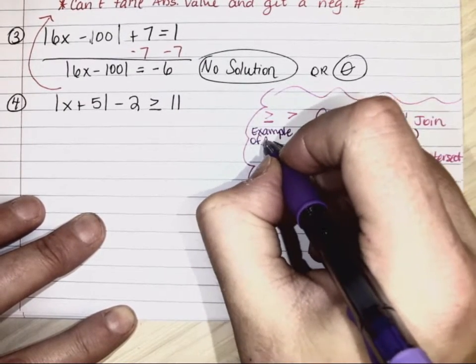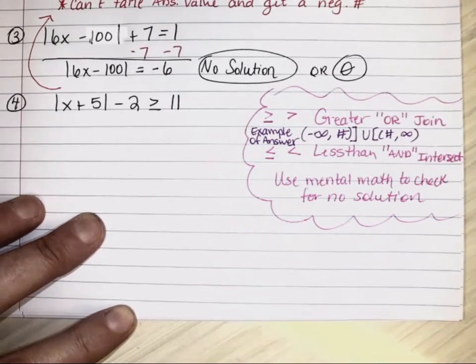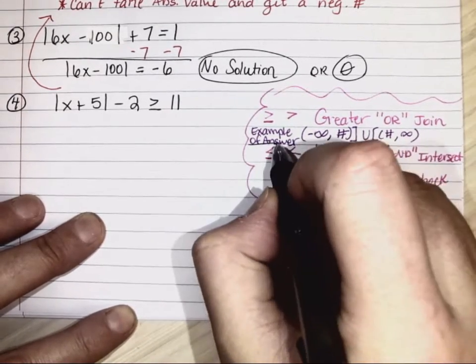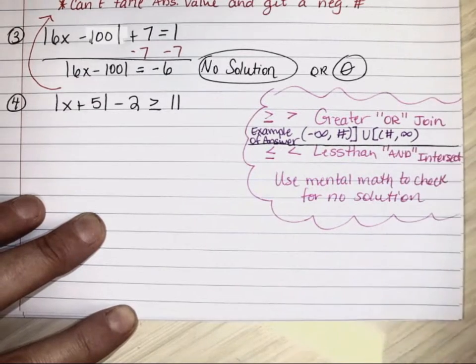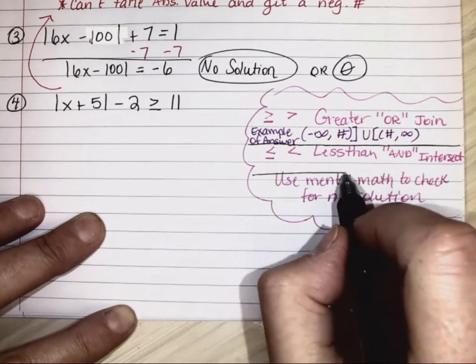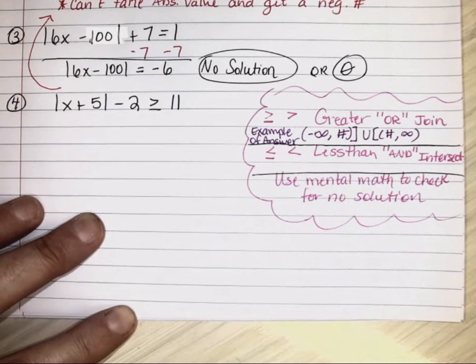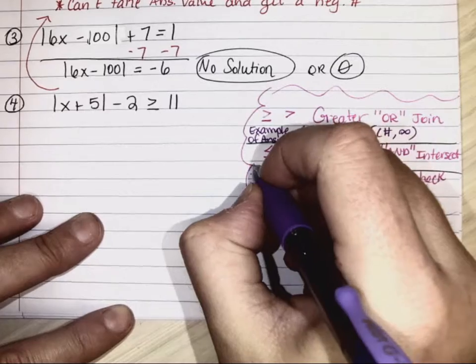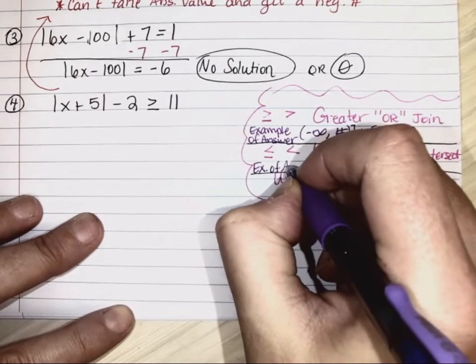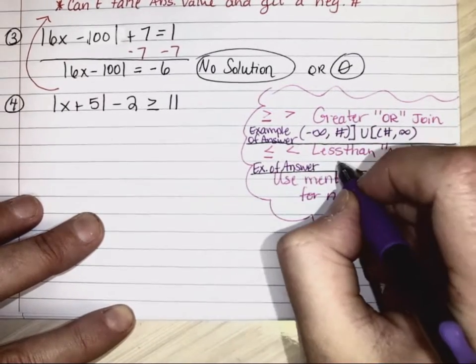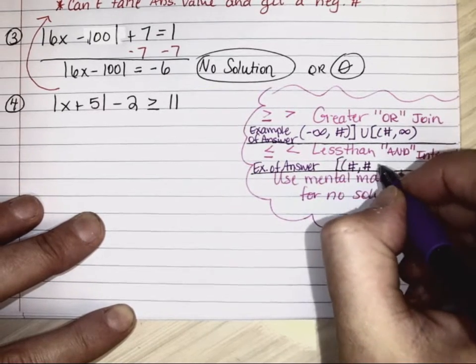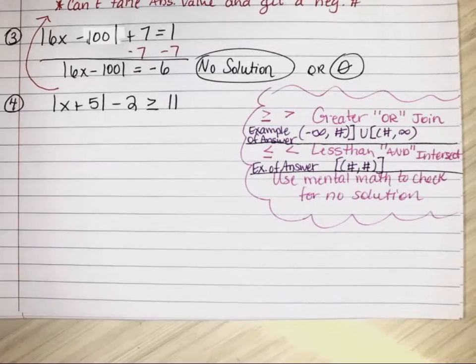Example of answer for that one. If it is less than and intersect, this is what your answer will look like. So example of answer, your answer will look like either parentheses or brackets, number to another number, parenthesis, bracket. That's what they will look like. Otherwise, it'll be no solution.